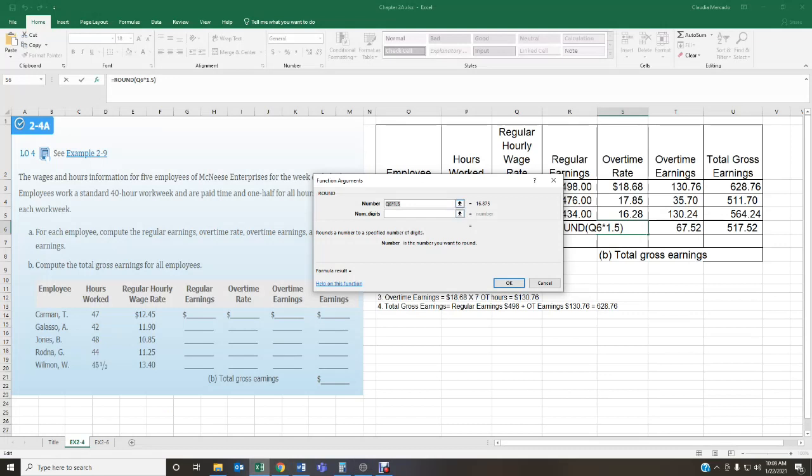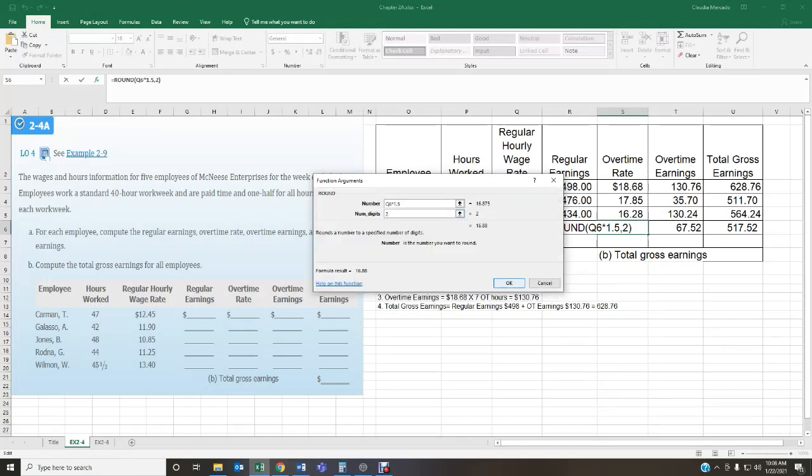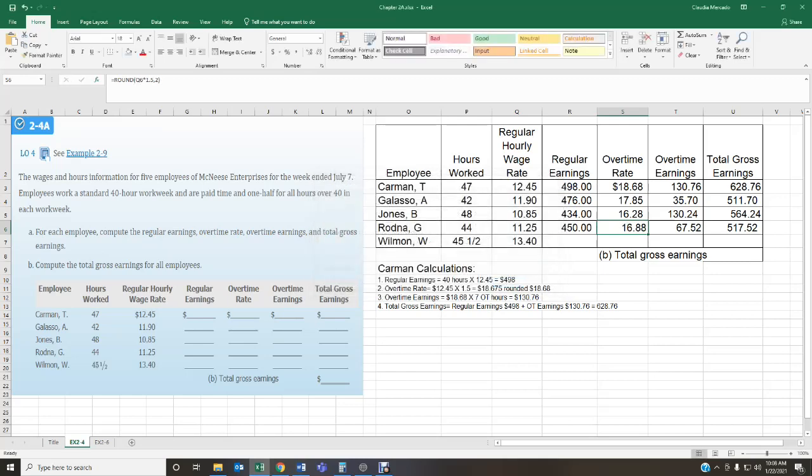So it's asking you to round. How many digits do you want to round? I want to round to 2 digits. You see, it'll round it from 16.875. You're telling the system round it to 2 digits. It'll round it to 16.88. If you don't do that, equals round, then it'll keep the number as the 3 digits, and then your overtime earnings calculation will be off. So if you are using Excel, make sure that you always use the round feature, okay?